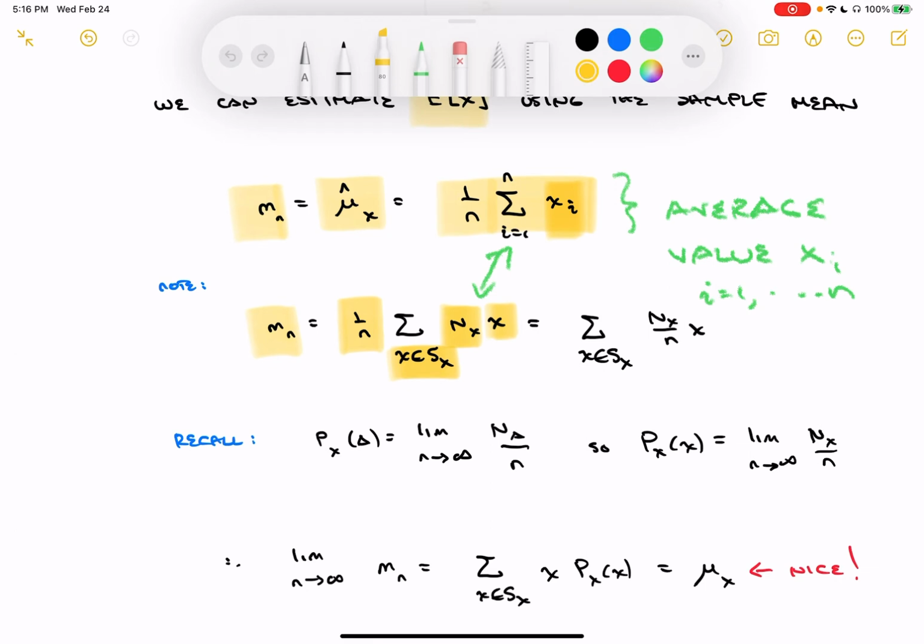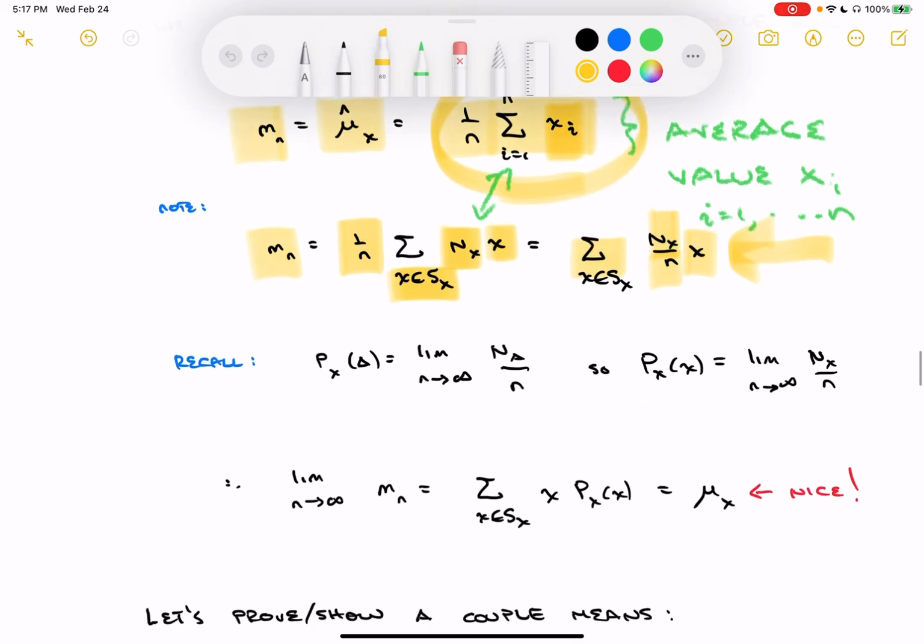I'm going to take the 1 over n inside, so I can write the sample mean as summing over x, an element of S_x, of the number of values of a particular x divided by n. So that's the proportion of values that have a particular value x, weighted by that value x. This isn't the normal way you'd compute the sample mean. This is the normal way you'd compute the sample mean. But this one provides us some insight as to what's going to happen with this as n goes out to infinity. So we've seen some of this before. That's an idea of relative frequency.